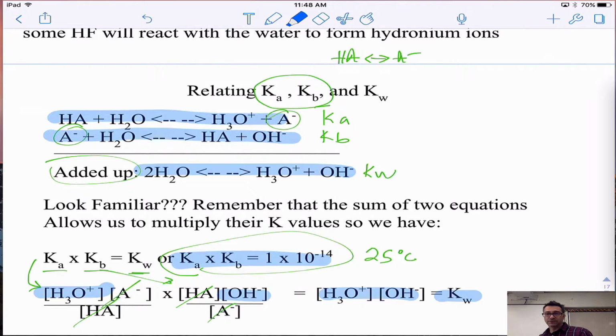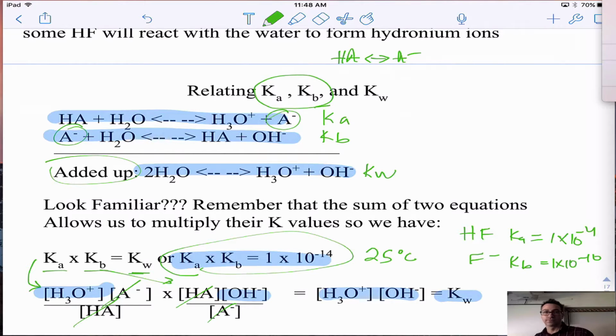And so you can see from above, if we were to have HF, for example, HF, I know, has a Ka equal to 1 times 10 to the negative 4th. And that means that for F minus, I could figure out its Kb, and it's 1 times 10 to the negative 10th. So that combination of the Ka and the Kb tells me what's stronger. I see that stronger is the acid.